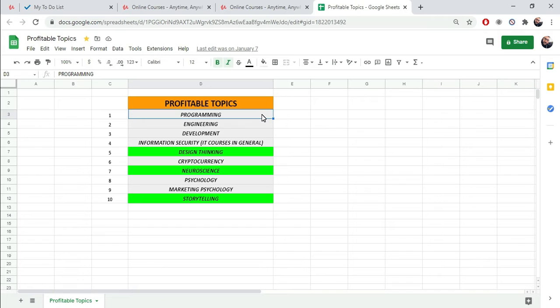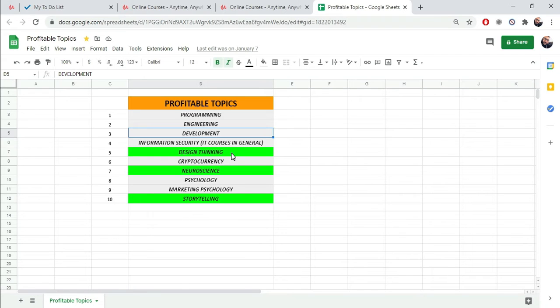First one, programming. Second, engineering. This is not in any particular order, by the way. These are just profitable topics that are really going to be lucrative over the next few years. So programming, engineering, these will always work, right? These are very lucrative skills. If you're a good programmer, a skilled programmer, a skilled engineer, those are very lucrative skills to have. Development is another one. Information security, absolutely.